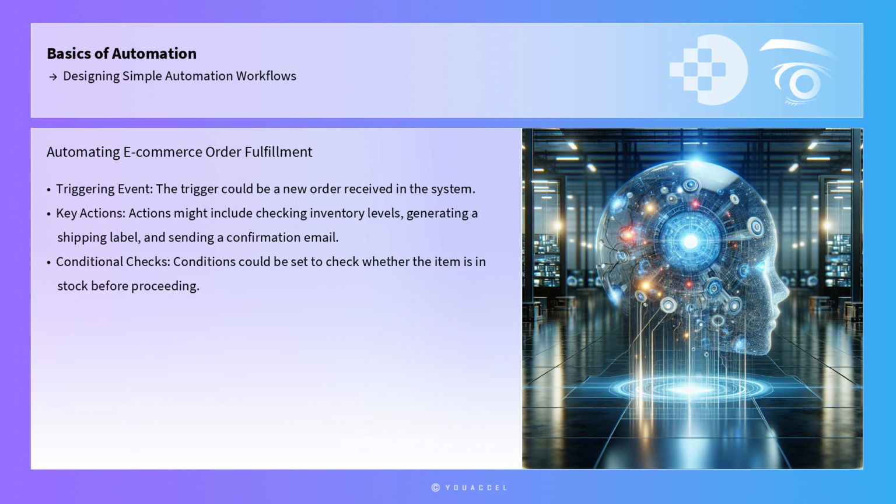For example, consider an e-commerce company that wants to automate its order fulfillment process. The trigger could be a new order received in the system. The actions might include checking inventory levels, generating a shipping label, and sending a confirmation email to the customer. Conditions could be set to check whether the item is in stock before proceeding with the order fulfillment process. This structured approach ensures that the workflow is logical and efficient, minimizing the risk of errors.